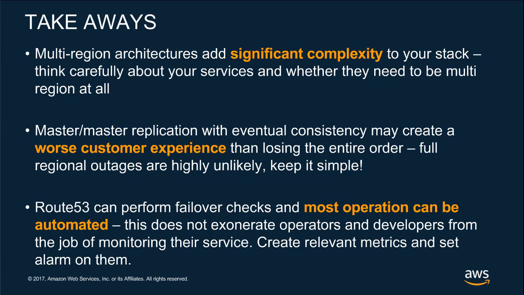The final note is around operations. We talk about Route 53 health checks and setting up aliases so that they direct customers to the right region based on latency. However, as you do this, all operations in a multi-region service must be automated. You're taking on so much more additional complexity that you cannot rely entirely on a human operator anymore.